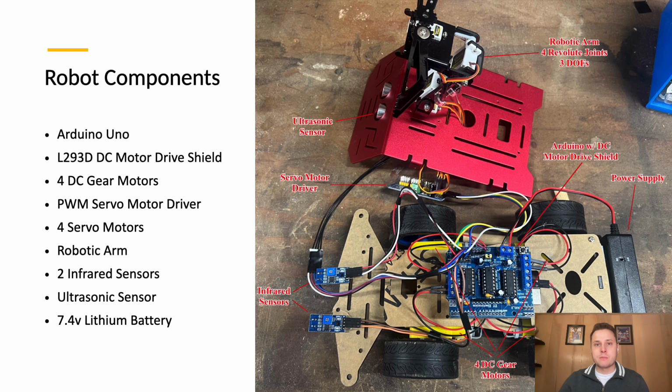Here's a further breakdown of the components of the robot. So I'm using an Arduino Uno with a DC motor drive shield, and that drive shield is going to power the 4 DC motors. Also using a servo motor driver to control the 4 servos within the robotic arm. 2 infrared sensors, and those are at the front here, so that's used for the line following. And then the ultrasonic sensor, which is detecting any objects in its path. And a 7.4 volt lithium battery.